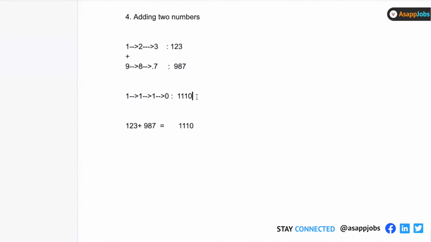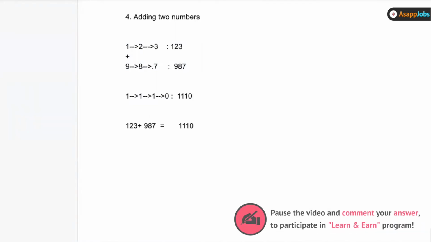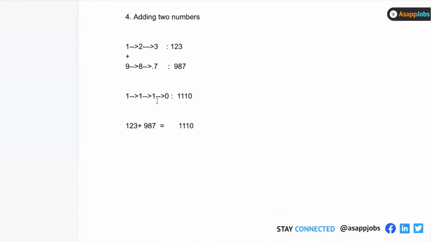Can you guys think of how we can go about this question? I want the approach. I don't want the code initially. I just want the approach of how we can proceed. Are the two linked lists of the same length? They may or may not be.